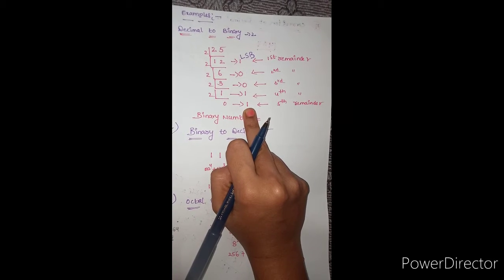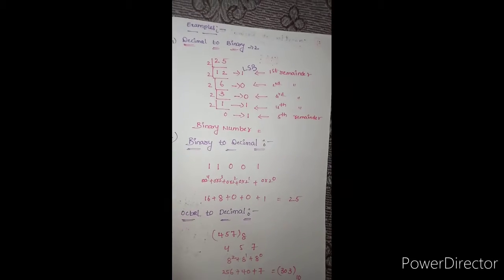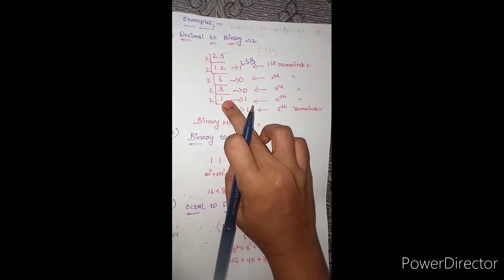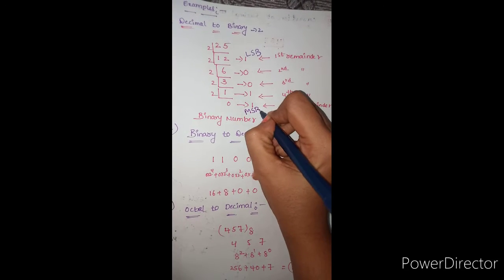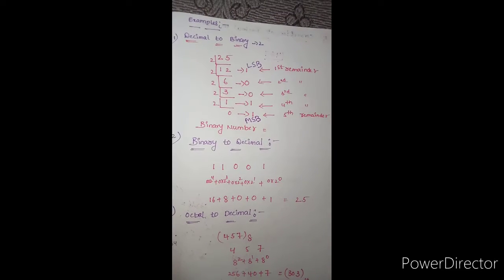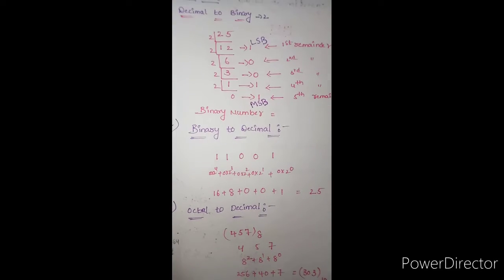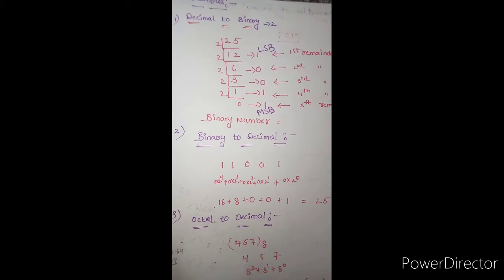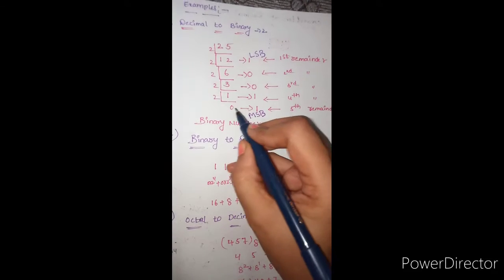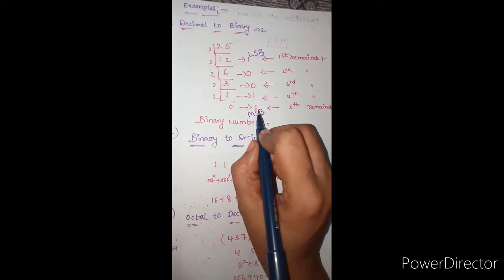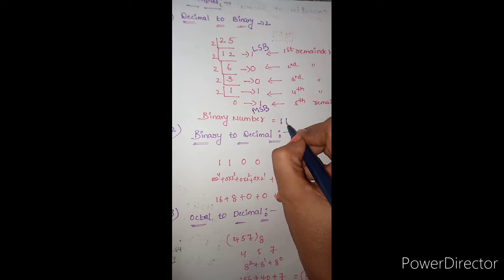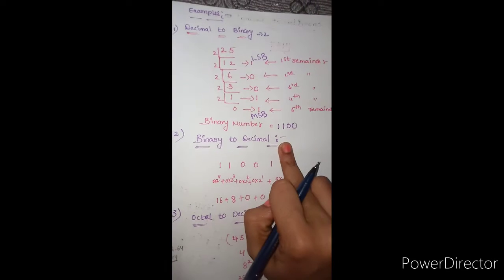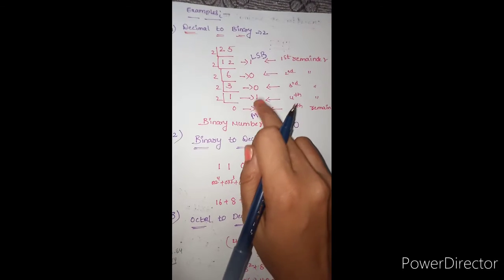The last remainder is obtained from the last division. This is known as the MSB, most significant bit. Hence, arrange the numbers from MSB to LSB, that means most significant bit to least significant bit. Here, this is the MSB. So the answer is 11001. This is the answer.